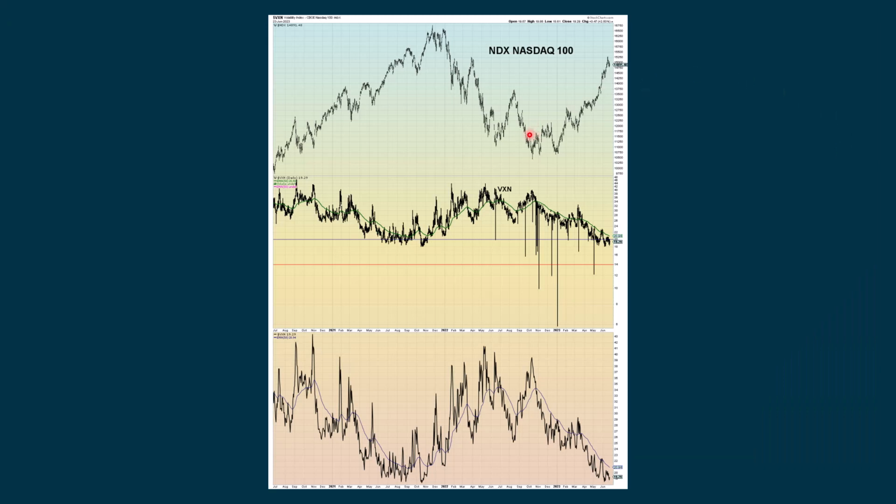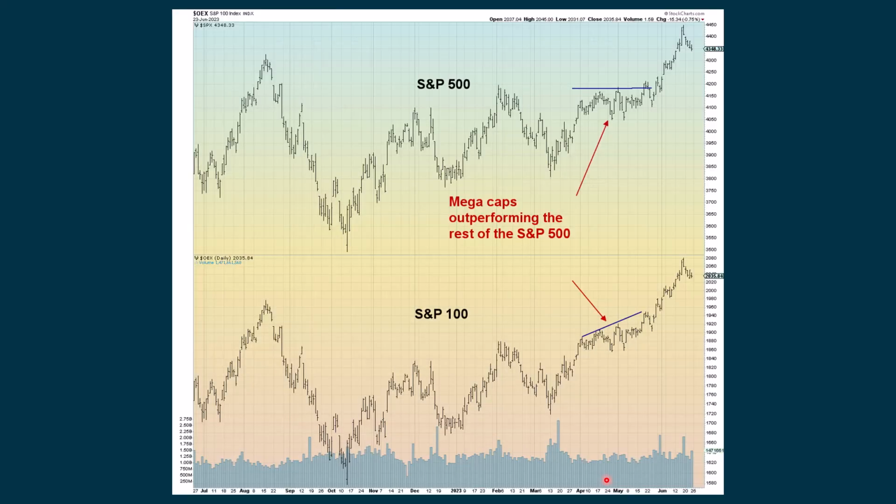A couple of other charts. This is the Vixen, which is the VIX for the NASDAQ 100. I ignore the top chart because of all these hanging down things. I mostly look at the line chart, and it's also suggesting that fear is not very prevalent right now. Then we want to keep an eye on the S&P 100 and how it's performing compared to the S&P 500. It was outperforming earlier in the year where the S&P was going sideways. Now they're moving more or less in lockstep.